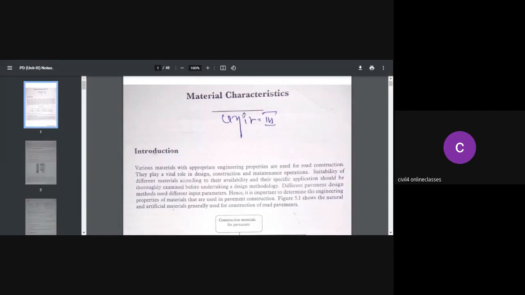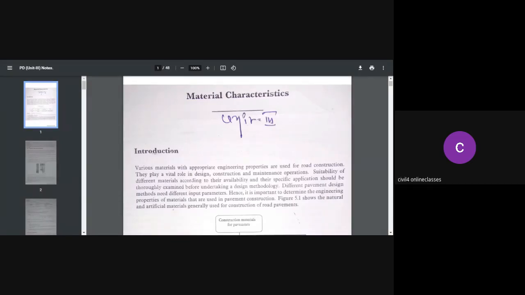Third unit is your material characteristics. Generally, we are going to study the characteristics of all the materials which we require for constructing a pavement. Why we need to study the characteristics: different methods need different parameters. It is important to determine the engineering properties of all the materials that we use in the construction.